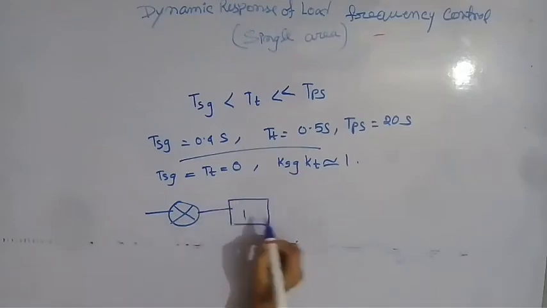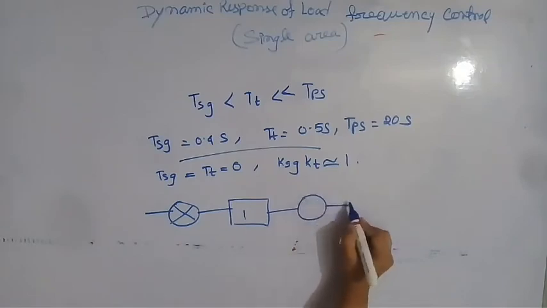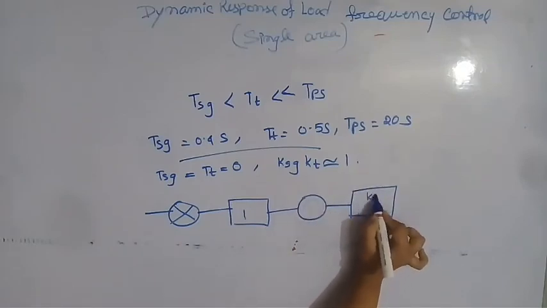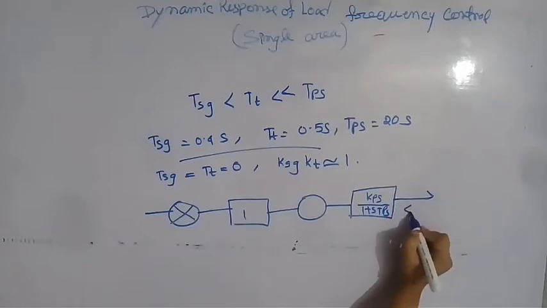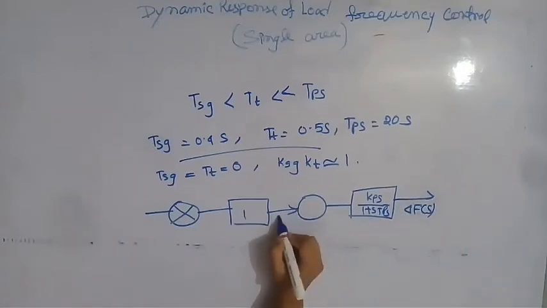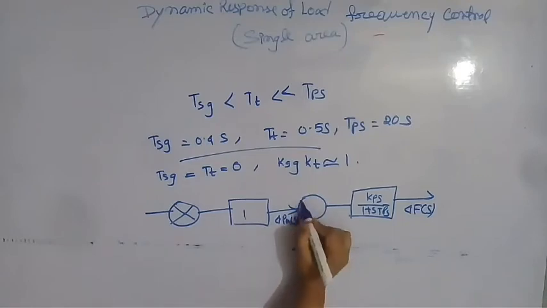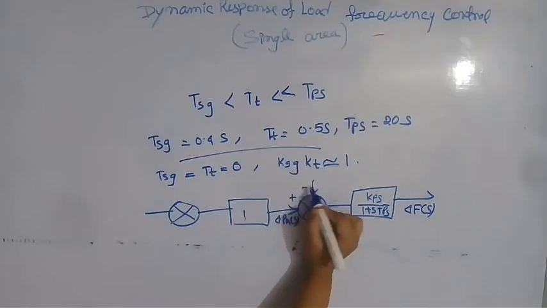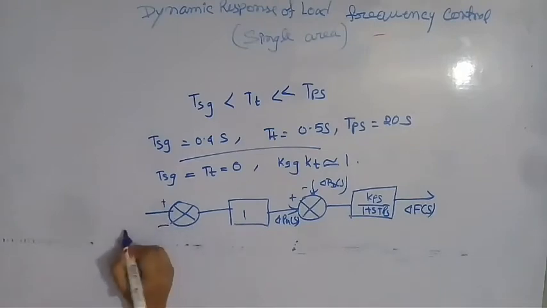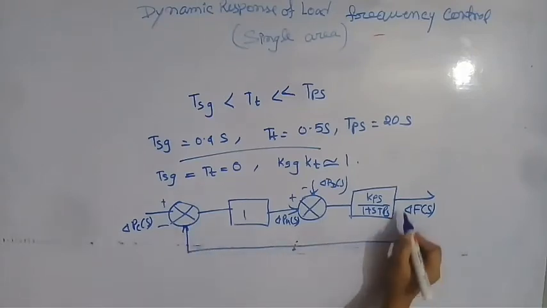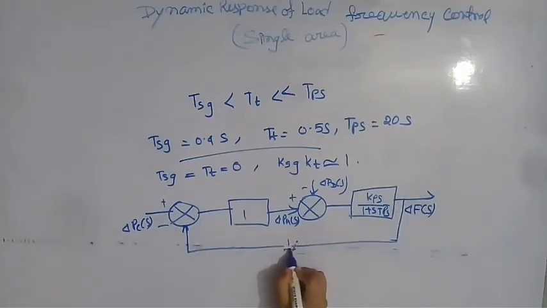this is 1, this is KPS by 1 plus STPS, this is delta F of S, this is delta PGS, this is delta PDS, this is delta PCS, and this is the feedback path.